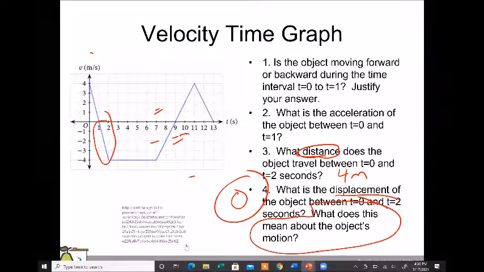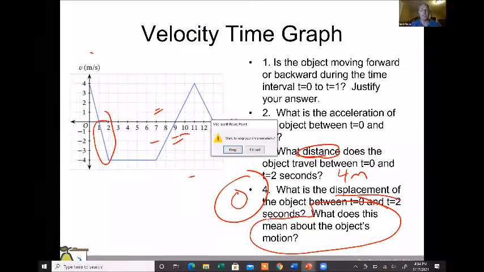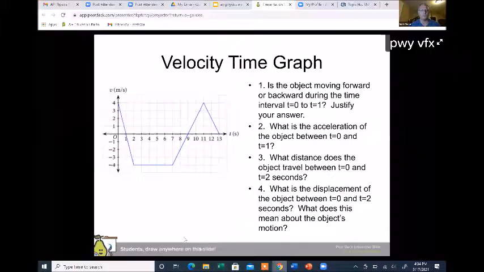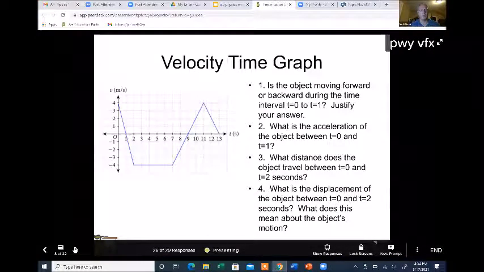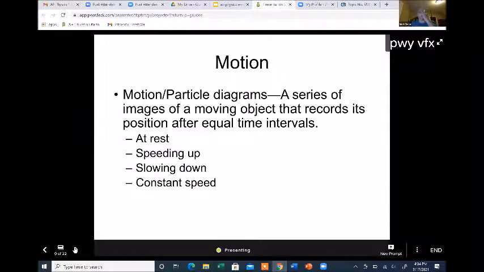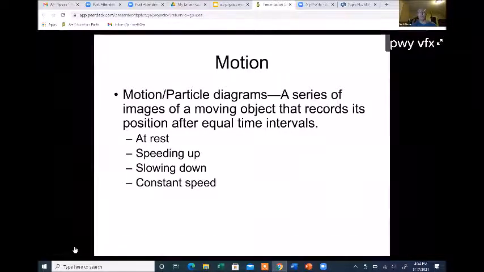All right, I'm going to go back to the Pear Deck screen. So you guys switch with me and go back to Pear Deck. Now we're going to look at what are called motion or particle diagrams. These are a series of, usually, dots, and they record an object's position usually after each second. So each dot represents a second in time. I'm going to go to some particle diagrams.